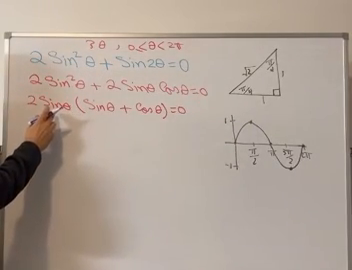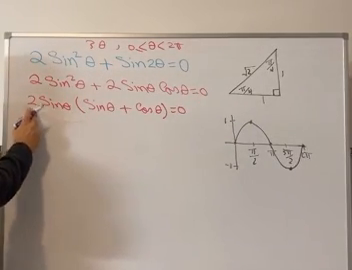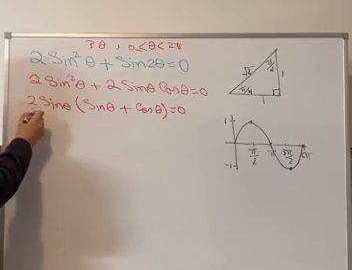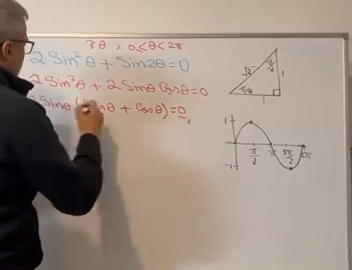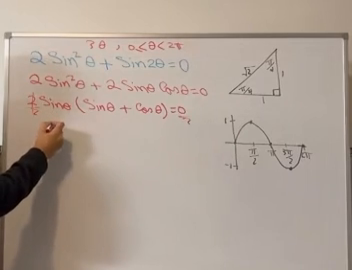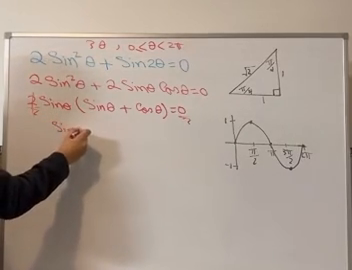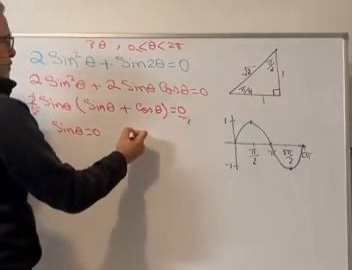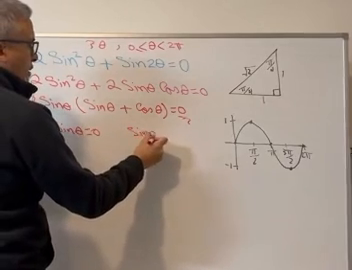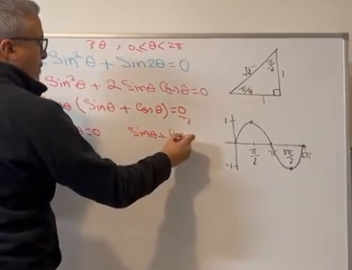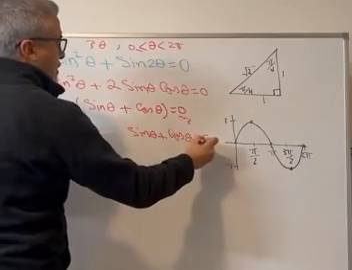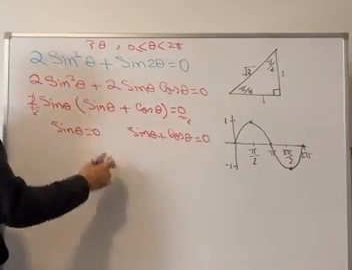Now, it's either sine theta has to equal 0. The 2 doesn't matter here because you could just divide both sides by 2. And that's gone. But sine theta, that's one possibility, sine theta equals 0. Or sine theta plus cos theta equals 0. So basically all of this equals 0.